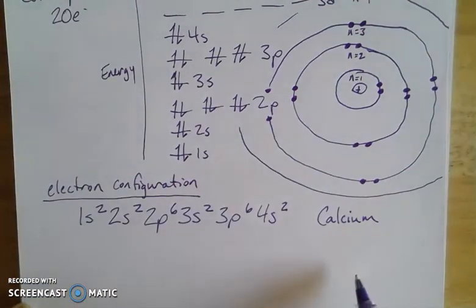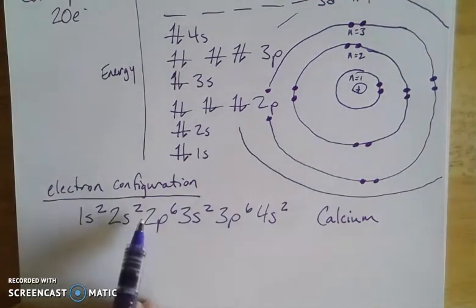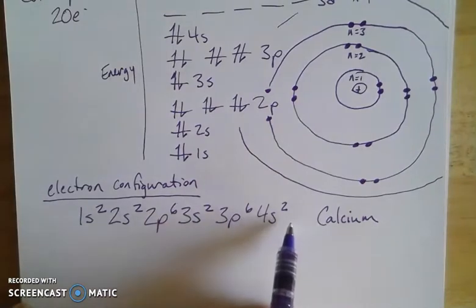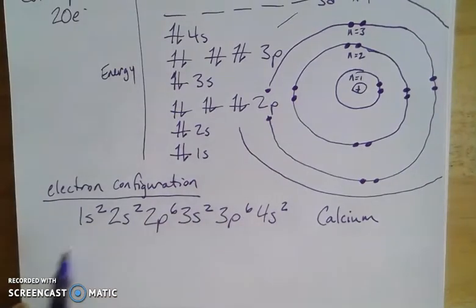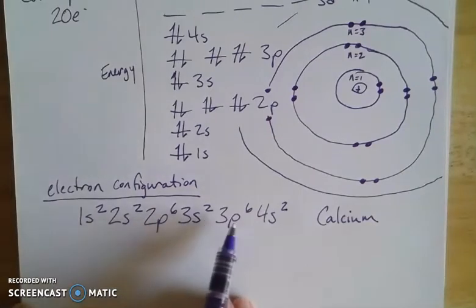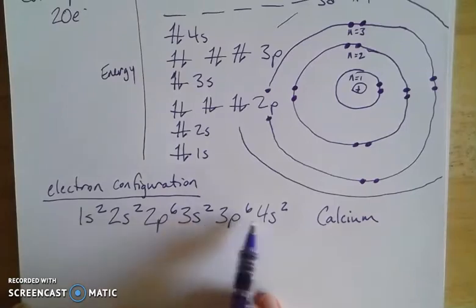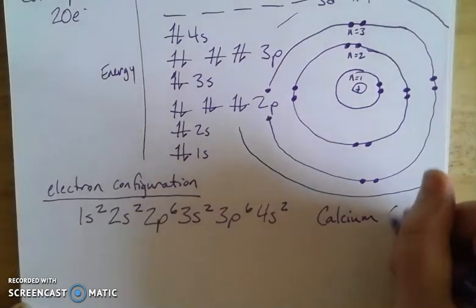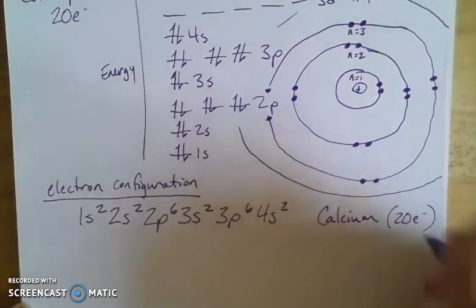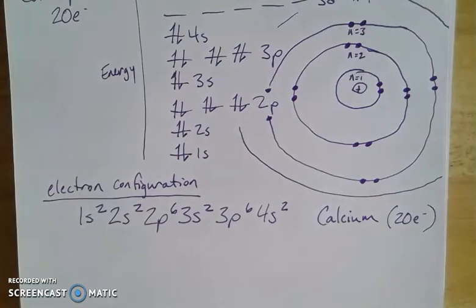And I know that because if I add up all of the superscripts, which told me how many electrons are in each of these orbital types, then that will tell me how many electrons I have total. So that would give me 2, 4, 6, that's 10, 12, 18, 20. So calcium with my 20 electrons. So a neutral atom of calcium.